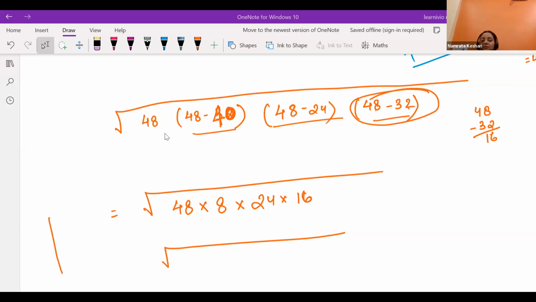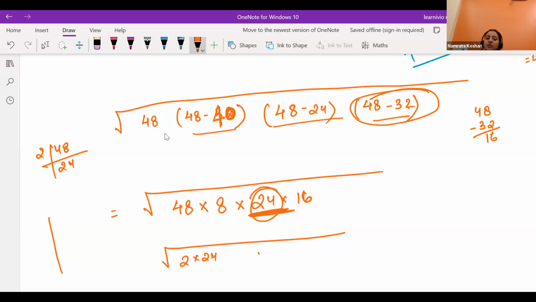Yes, he has done the multiplication, but again I'm telling you, please don't do the multiplication. 48 means 2 times 24, so we can see 24 over here. Why factorize it more? We can write 2 into 24. Yes or no? Yes, ma'am. And 16 we can write as 8 into 2 also.